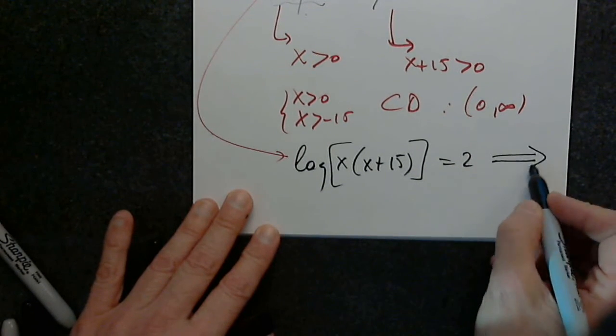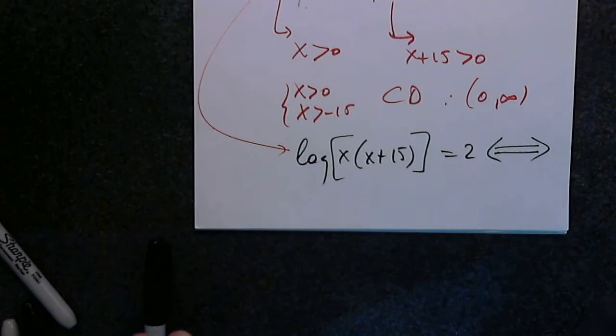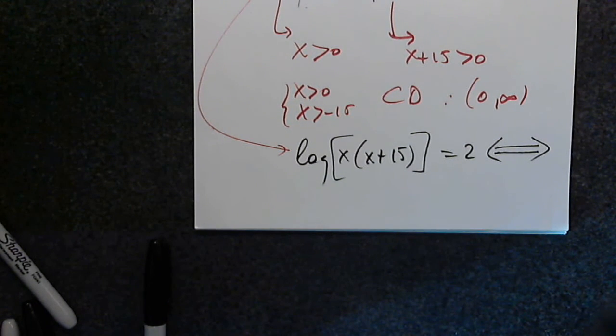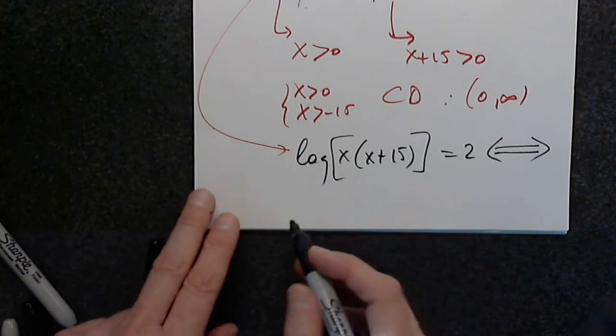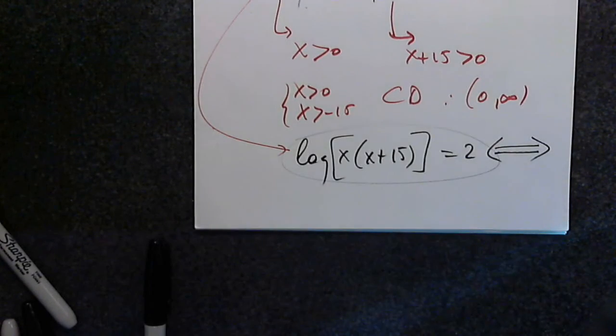Right, but that's the next step. That's fine. I can do that. I can write it as log x squared plus 15x. Fine. But then I have to change it into an exponential. That's why I asked what is the base of log, because that's where I have to start. So how do I change this into an exponential equation?